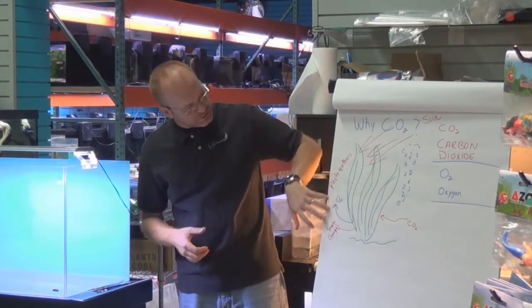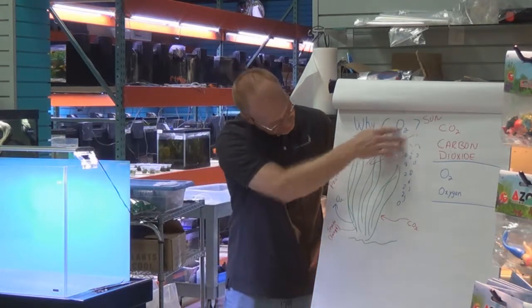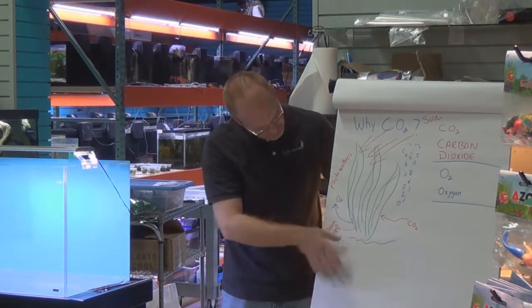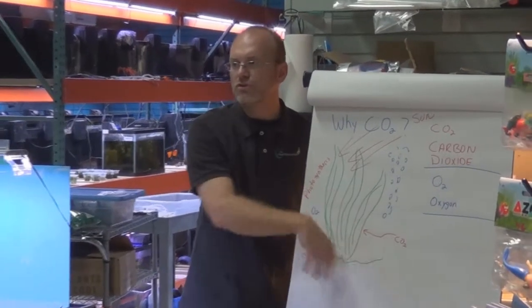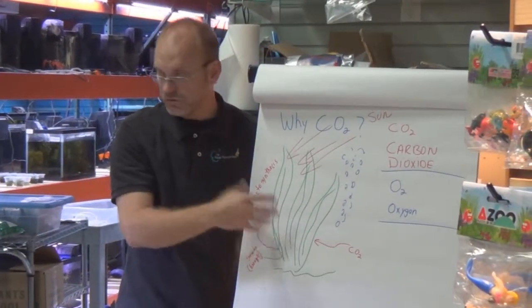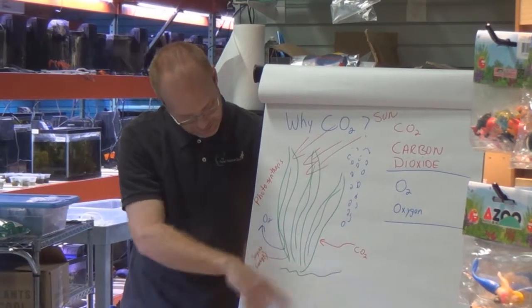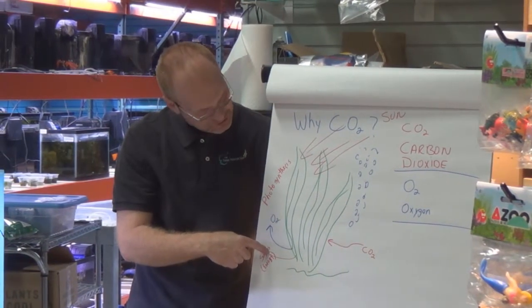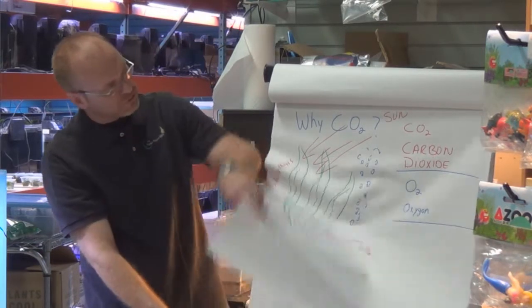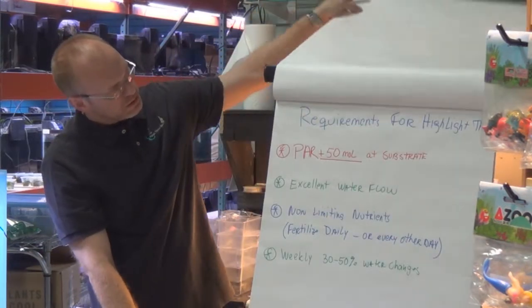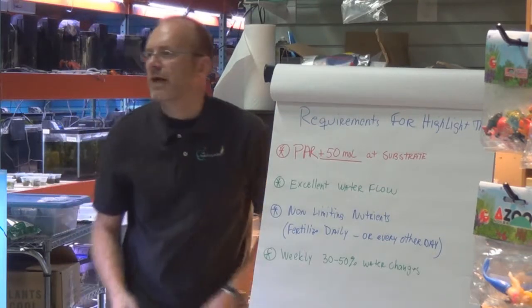So the cycle is, with light, plants take in CO2, they break down the carbon out of the CO2, use it to create sugars, which is a complex carbohydrate, and release oxygen back into the water. And that's your photosynthesis cycle. So how do we replicate that at home?